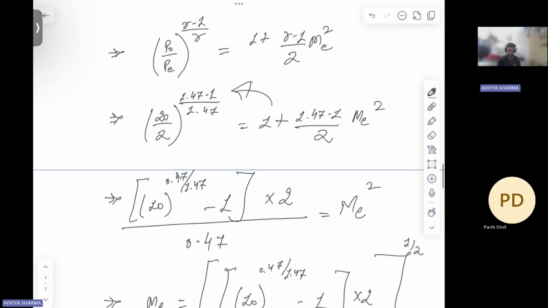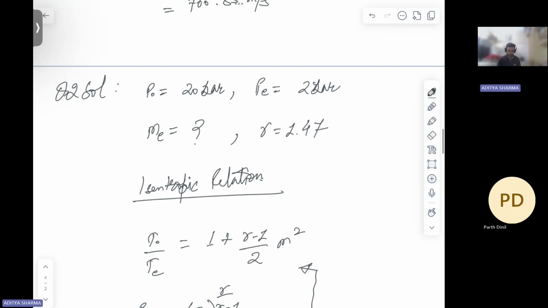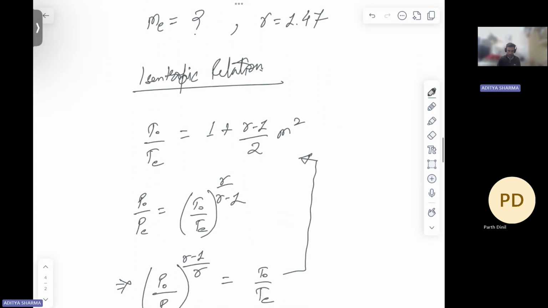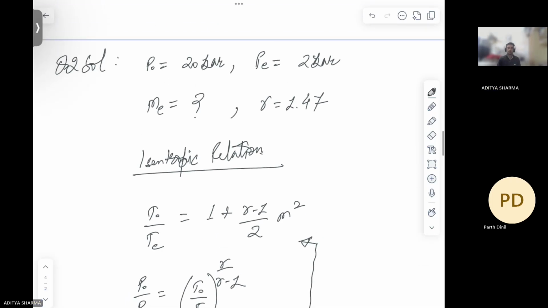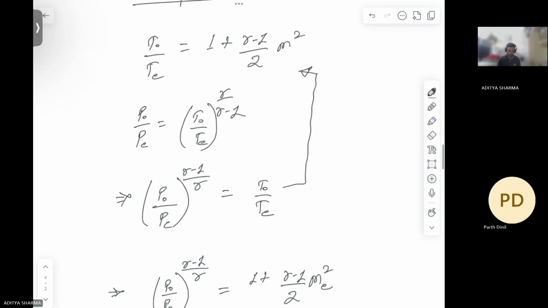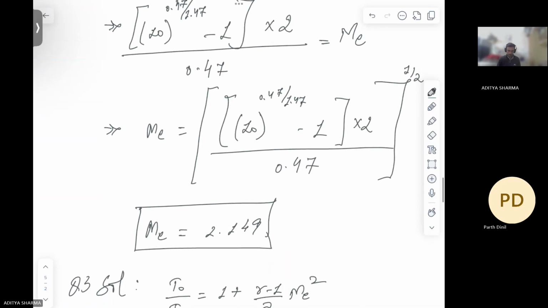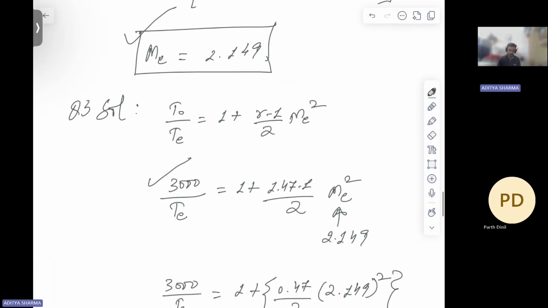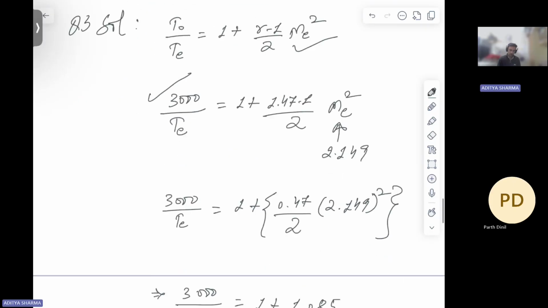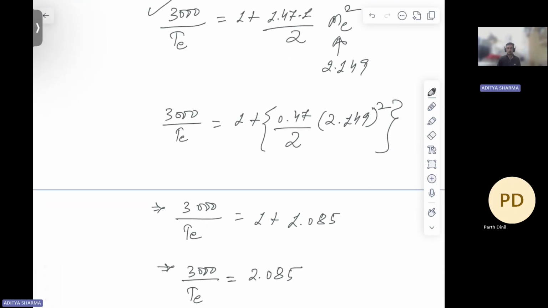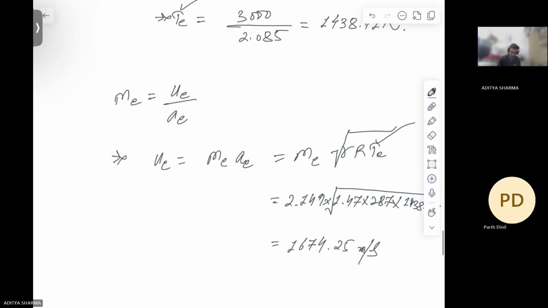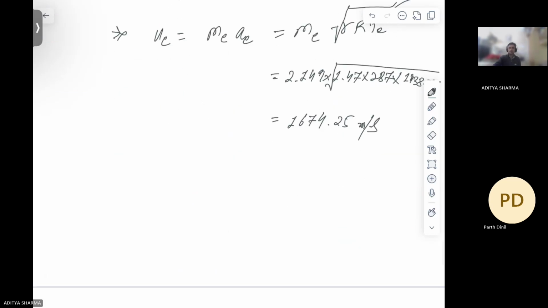I hope this is clear. We have used the Mach number from the previous question, where pressures were given. So from here, first we calculated the Mach number, and this Mach number we have used here to get the static exit temperature. I hope this is clear.